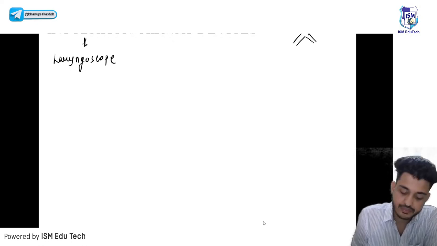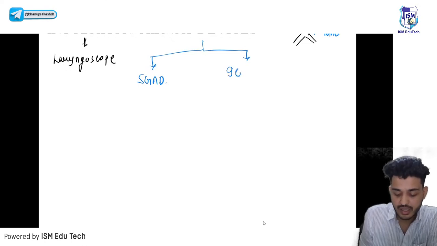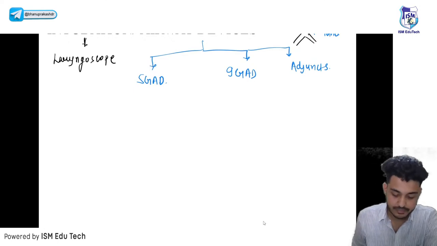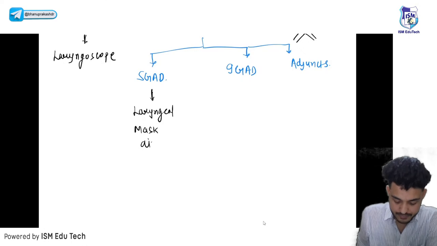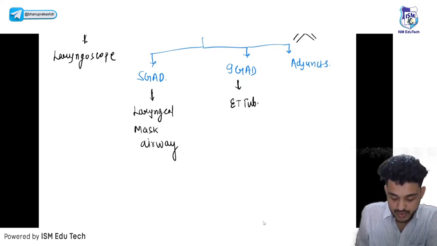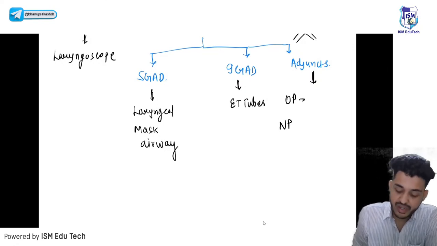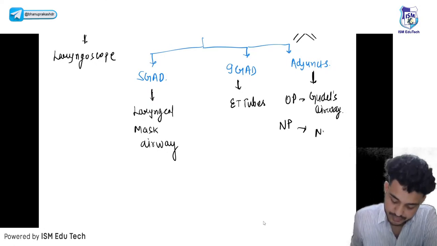For example, this is your trachea. Whatever devices are working above this glottis are known as supraglottic airway devices. Whatever devices are working below this are known as infraglottic airway devices. First one is your supraglottic airway devices. Second one is your infraglottic airway devices. One more, we need to study about the airway adjuncts as well. Supraglottic airway devices are your laryngeal mask airway. Infraglottic devices will be your ET tubes, and adjuncts will be helping. It can be oropharyngeal, it can be nasopharyngeal. For oropharyngeal, we have Guedel's airway. For nasopharyngeal, we have the NP tube. Let's see one by one.